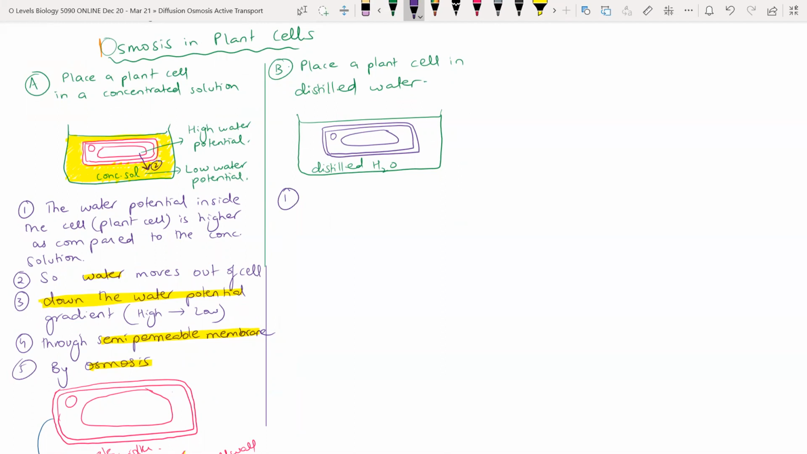Let us identify the water potentials in this. Now in the solution, you have high water potential. Okay, why do we have high water potential? Because this is distilled water, okay? And inside the cell, there is low water potential. Okay, inside there is low water potential. Okay. So the first thing that we need to identify, I'm going to write that down, the water potential.